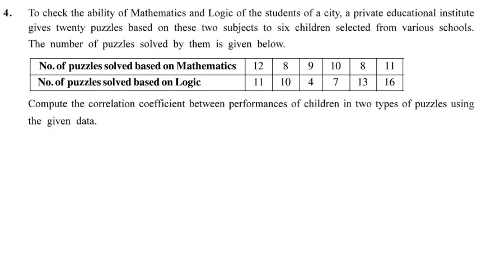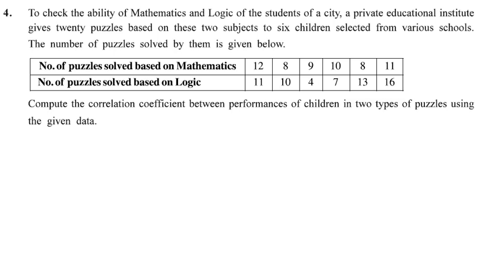Moving on, fourth question, ability of mathematics and logic of the students. 20 puzzles were given of two subjects to 6 children, and the number of puzzles solved by them is given as follows. The puzzles solved according to maths and puzzles solved according to logic.